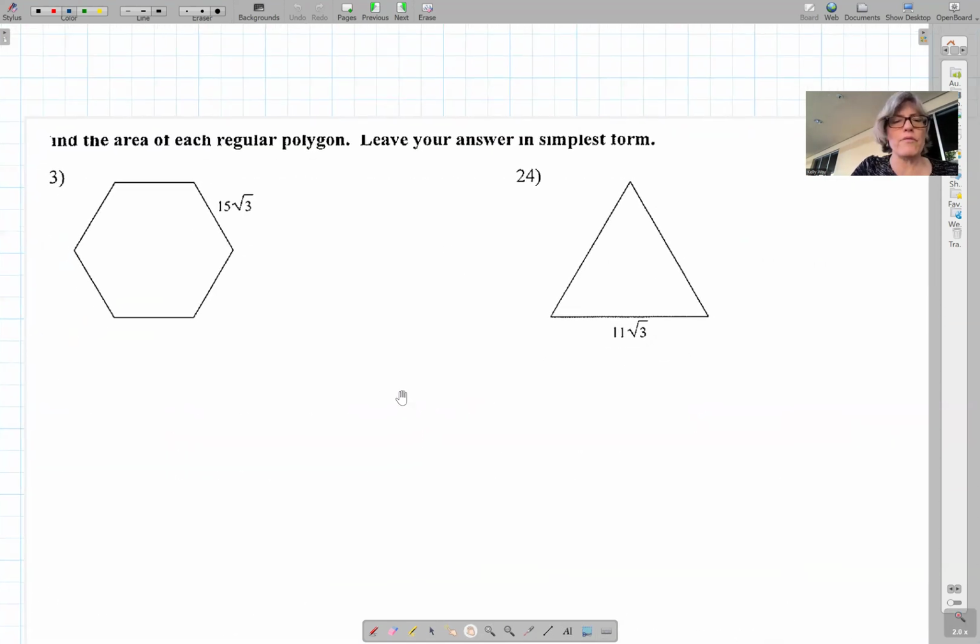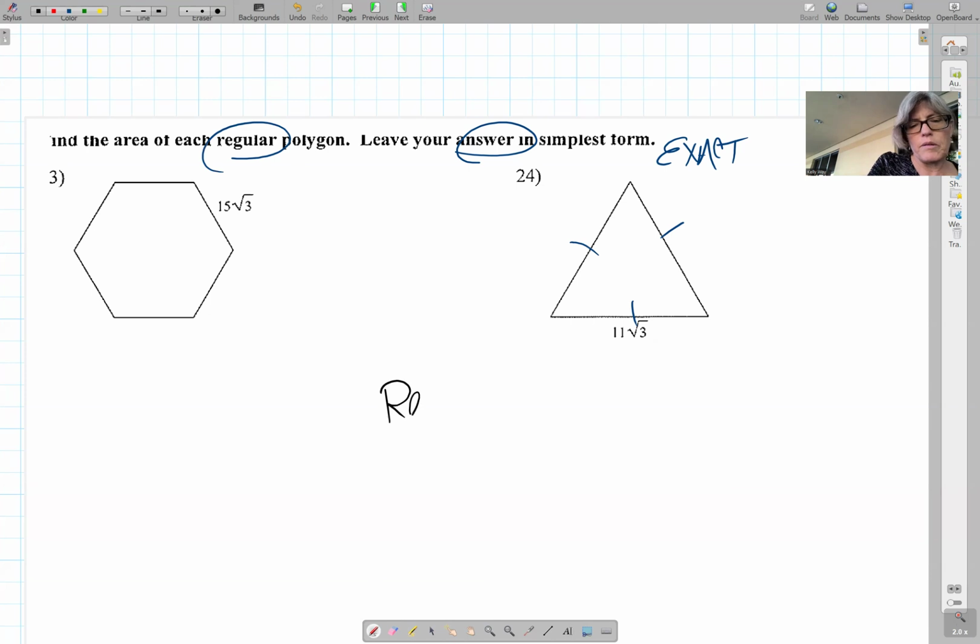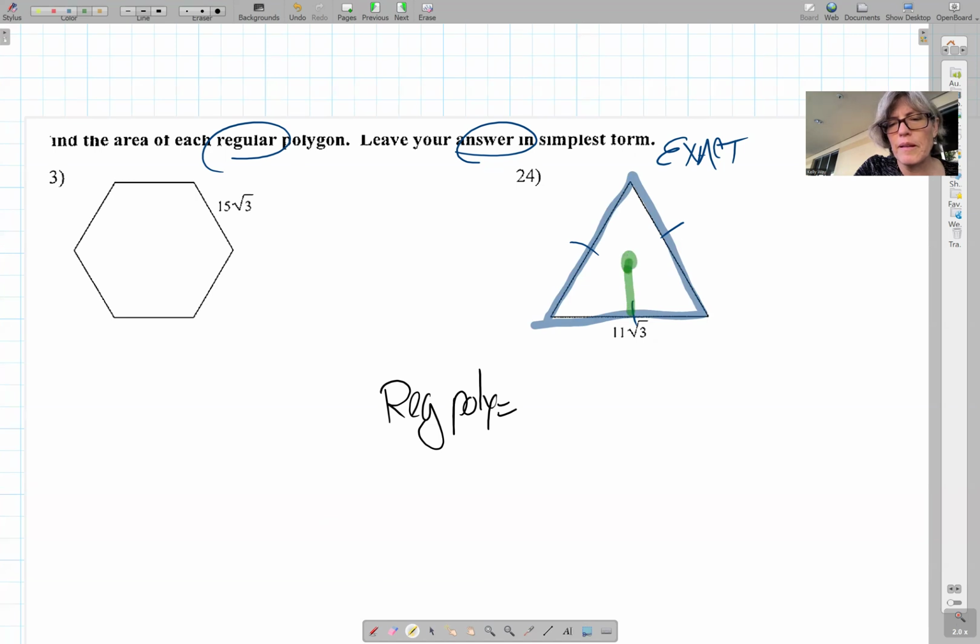Find the area of each regular polygon. Leave your answer in simplest form, which means no decimals. Simplest form is another way of saying exact form. So regular means all the sides are equal. And in this case, the area of the regular polygon is going to be perimeter times apothem over 2. Perimeter times apothem over 2.